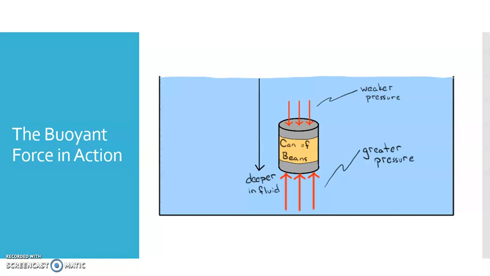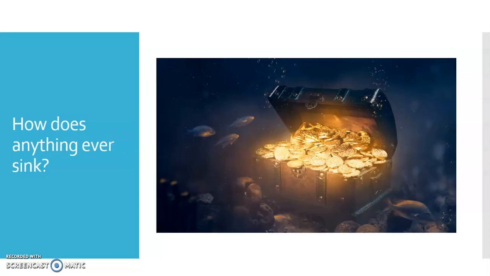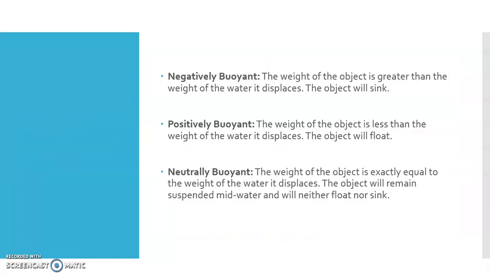So why does anything ever sink, right? If you always have a greater pressure pushing on the bottom, why does anything ever sink to the ground? The upward or buoyant force is working in opposition to another force, and that is the downward force of gravity. And as a result, depending on which force is greater, and we're going to learn a little bit more in a second, the object will either float, sink, or remain suspended in the water.